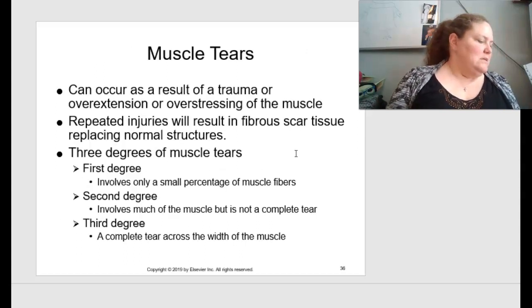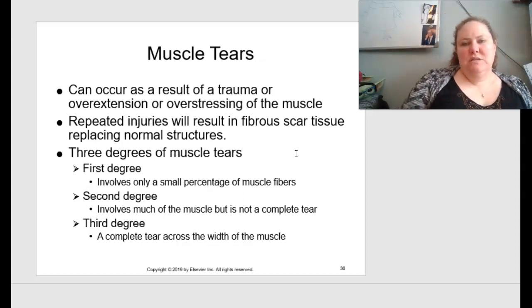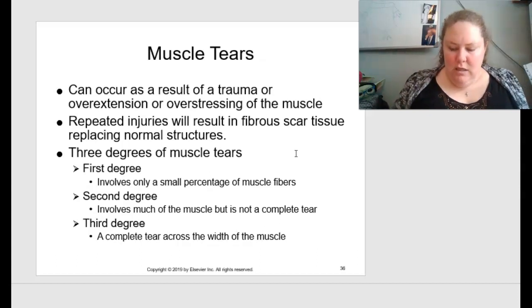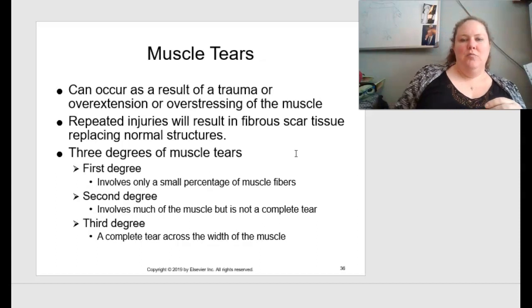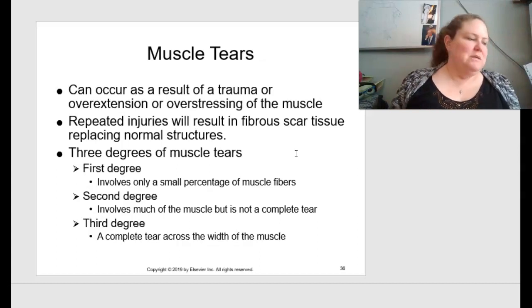So what about muscle tears? Okay. Well, muscle tears can occur as a result of trauma or overextension or overstressing that muscle. And repeated injuries will result in a fibrous scar tissue that can replace normal structures. And there are 3 different degrees of muscle tears.